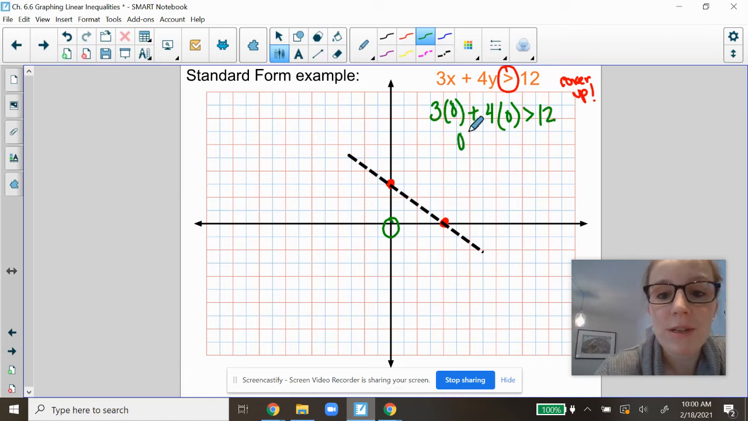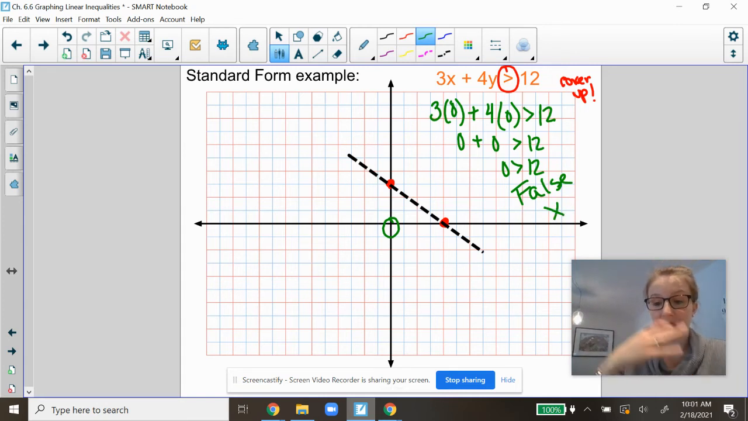So 0, 3 times 0 is 0, plus 4 times 0 is 0, is greater than 12. Is 0 bigger than 12? Is that true or false? That's false. This does not work, which means I'm going to shade on the opposite side.